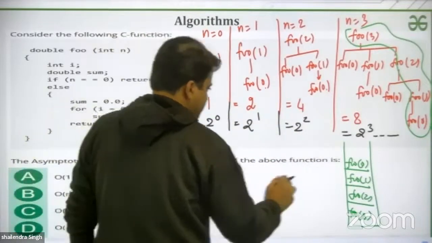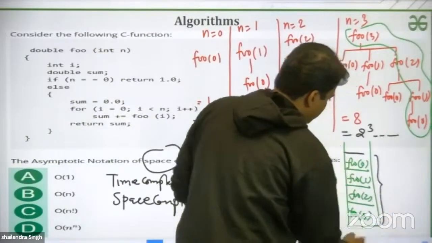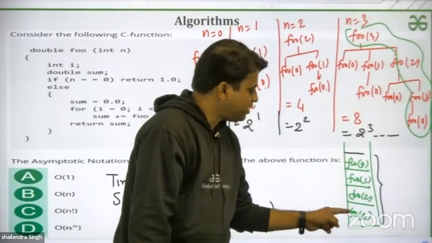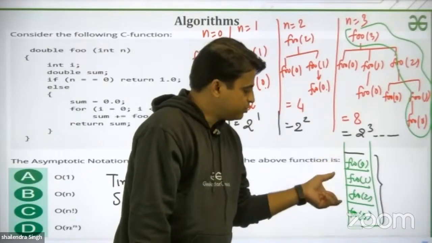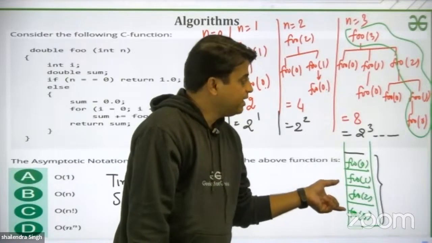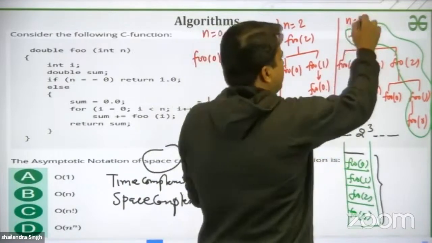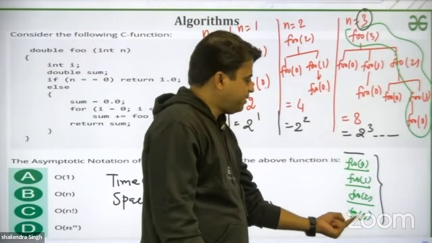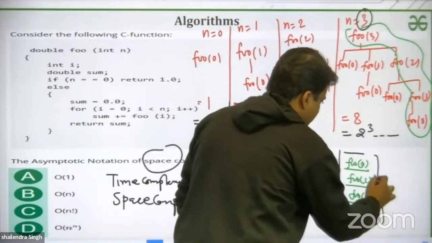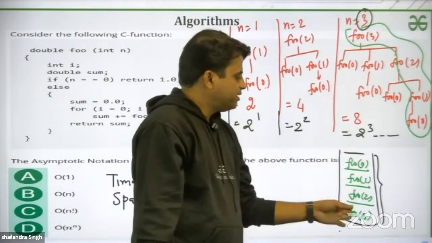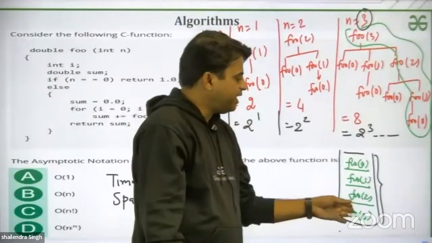And this data is for how many? This data is for the number of functions in the stack: 1, 2, 3, 4. How many functions? 1, 2, 3, 4, right? So there are four functions in the stack. If this value is n, if n equals 3, then the number of functions in the stack is n plus 1. If n is 3, then this is n plus 1. If n is n, then n plus 1.